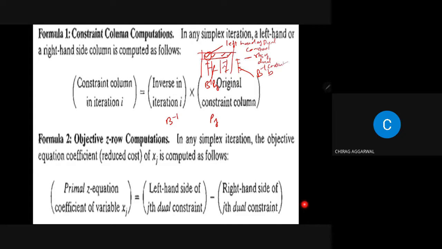So what is the formula? If you recall, what is the formula for zj minus cj? Anyone? It is CB B inverse Pj minus cj. And in the last class I told you that CB B inverse is y. So it is y Pj minus cj. And what is y Pj? The left hand side of the dual constraint. And what is cj? The right hand side of the dual constraint. So we have formula 2 for this. Clear?